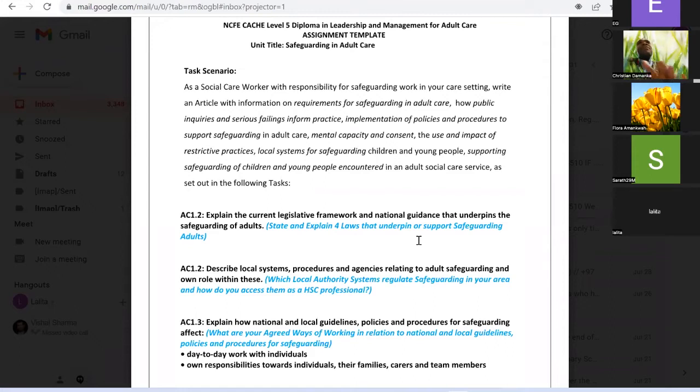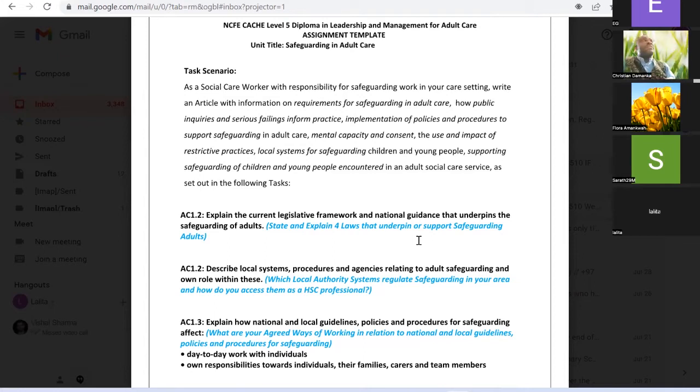In every local area, for example, if you take Newham, or Redbridge, or Enfield, the local council has responsibility to implement the national law in the local area. So you will see there is something called the Local Safeguarding Board, LSB. It's in every local authority area. So you have to look at the local authority systems in your area, how they regulate safeguarding, and how you access them as a health and social care professional.